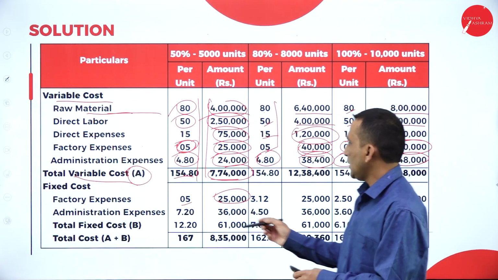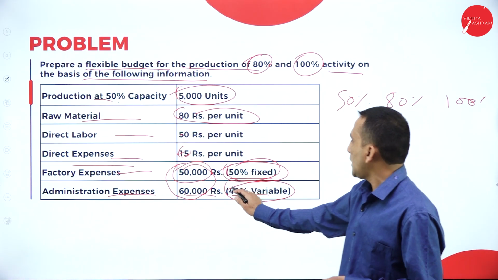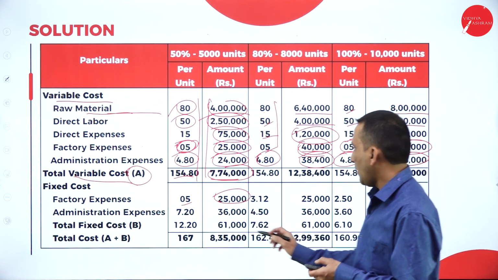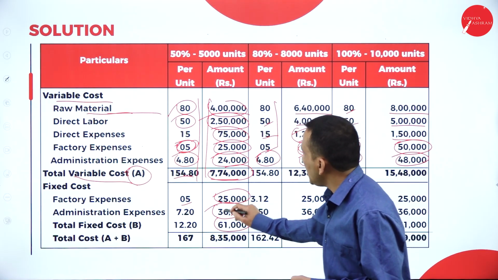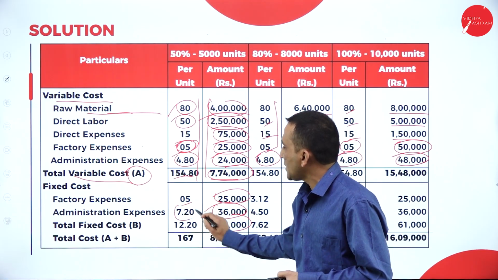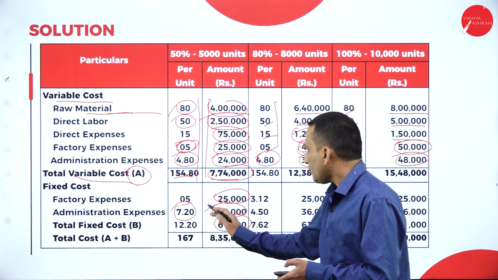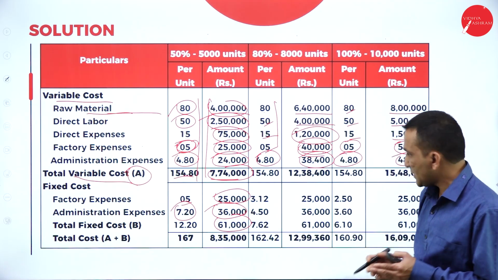Okay, next one, administration expense. Again for the administration expense they clearly specified 60% which is going for the fixed. So obviously 60,000, administration 36,000 we are getting. 36,000 divided by 5,000 units, 7 rupee 20 paisa we are getting. Again, the last one, you have to complete for the 80% capacity as well as the 100% capacity.